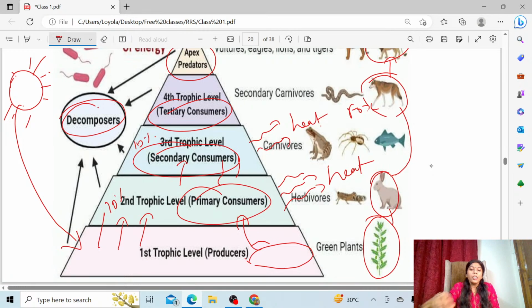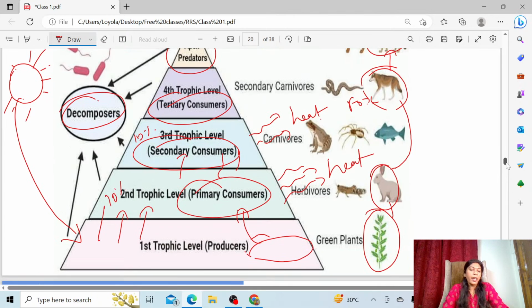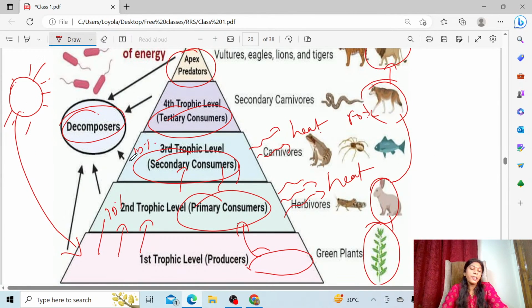Now we will go on, and I have already explained this for you. This you should remember. This is the 10% rule which applies for every organism.